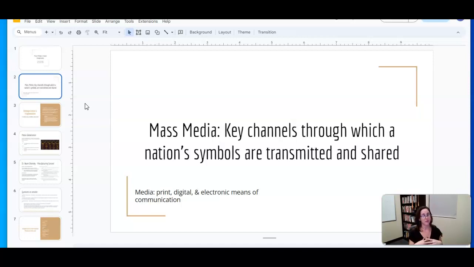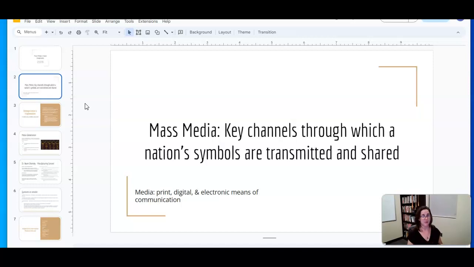And then it's also really going to go into the role of the media in shaping our social imaginary, our social understanding about what is actually happening in Palestine and Gaza right now, right? And so we need to understand a little bit about what mass media is. Just the key channels through which a nation's symbols are transmitted and shared. This includes print media, includes digital media, as well as electronic means of communication, right?